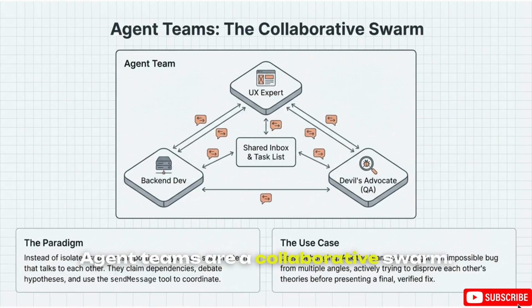Agent teams are a collaborative swarm. Instead of isolated sub-agents, you can spawn a team like a UX expert, back-end dev, and devil's advocate. They communicate, debate hypotheses, and coordinate to provide a verified fix, great for deep debugging.